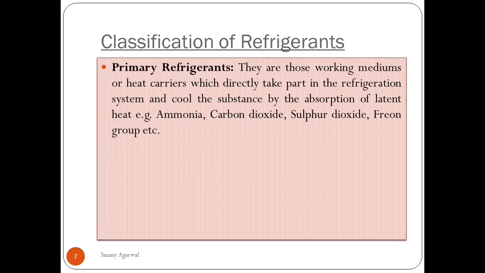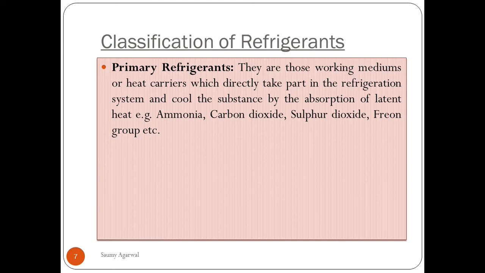Okay, so what is the primary refrigerant? These are the working mediums or heat carriers which directly take part in the refrigeration system and cool the substance by absorption of latent heat. Okay, तो आसान भाषा में बात करें तो जो वीसीआर सिस्टम में आपका जो रेफ्रिजरेंट फ्लो करता है कंप्रेसर से होते हुए कंडेंसर, then throttling device, and then back to the evaporator, तो वो जो रेफ्रिजरेंट फ्लो होता है that is your primary refrigerant.